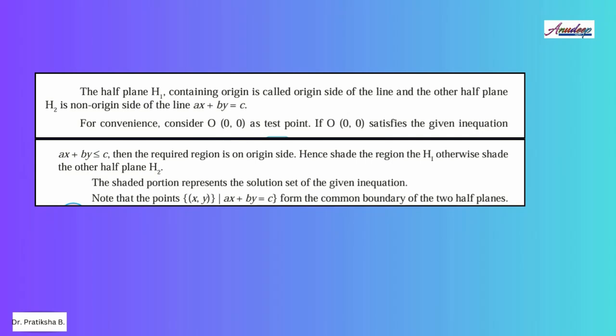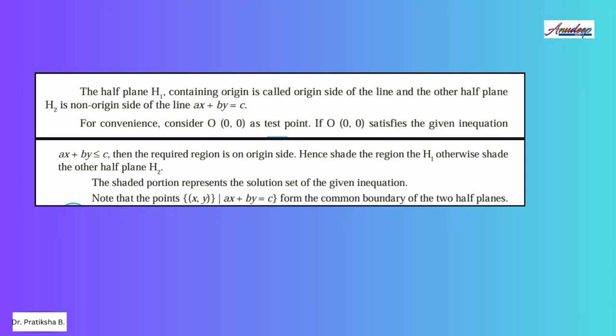If the origin (0, 0) satisfies the given inequation ax plus by less than or equal to c, then the region is on the origin side. Hence, shade that region, otherwise shade the other half of the plane. The shaded portion represents the solution set of the given equation. It is very important to apply this test of origin and see if it satisfies the equation; if that point satisfies, it means the region includes the origin.